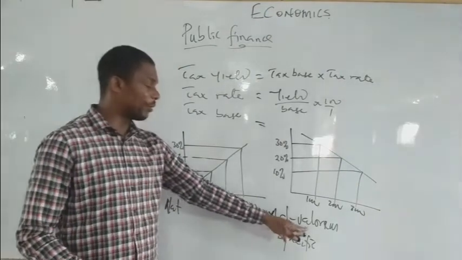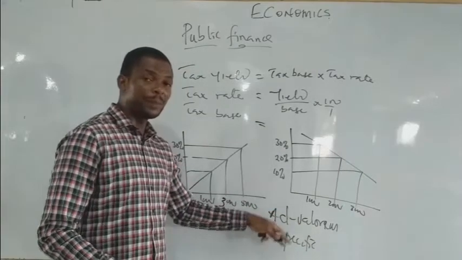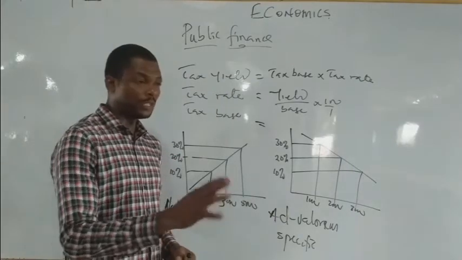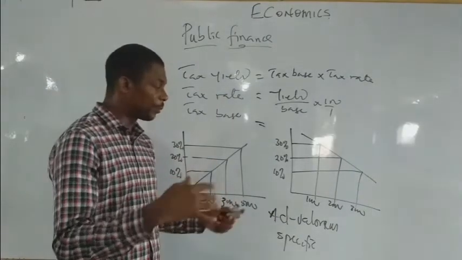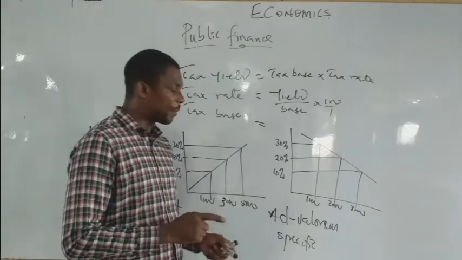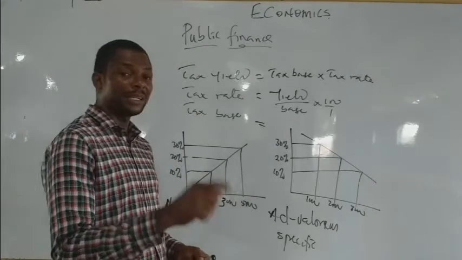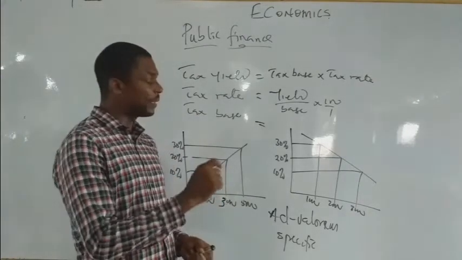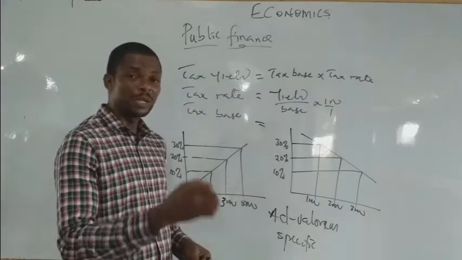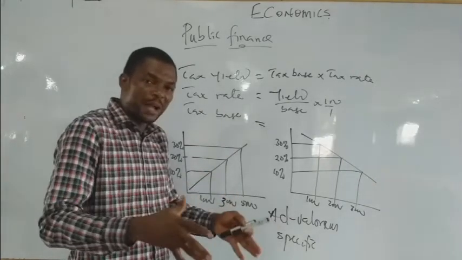For the name ad valorem, it's talking about tax that you pay based on the value of your property. Tax you pay based on the value of a property is referred to as what? As ad valorem. There are some properties that are made of gold, silver, diamond. I cannot pay the same amount for silver as for diamond, because silver has a lesser value than diamond. So when you pay tax based on the value of the commodity, such a kind of tax is called ad valorem tax. Tax paid based on value.